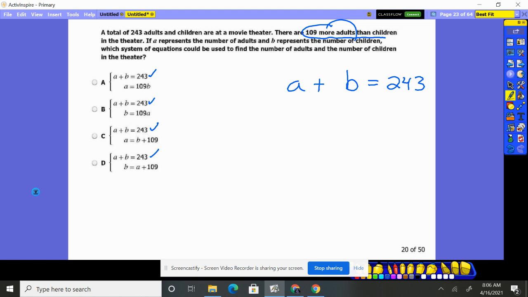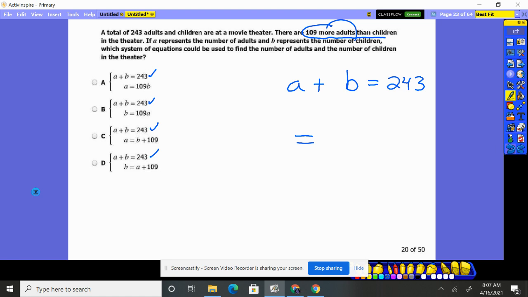Now, we got to make them balance, right? So if I have, imagine a 4 here and a 6 here, what I'm going to have to do to make them balance is I'm going to have to add 2 to make them balance. I'm going to have to add something there.